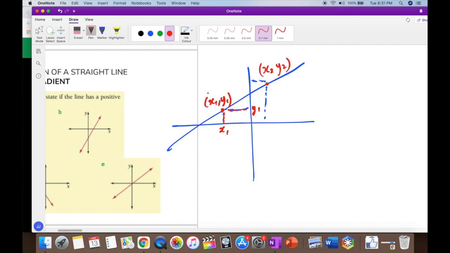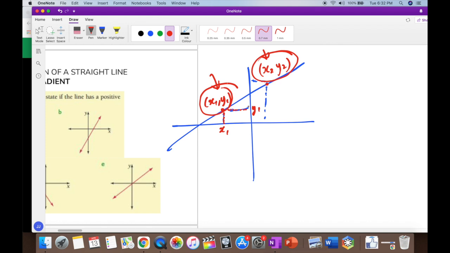So a way to get used to seeing points looking like that. Now some questions will not give you a graph. Some questions will just give you the 2 points. So they don't even have to actually give you the graph and show you the graph.